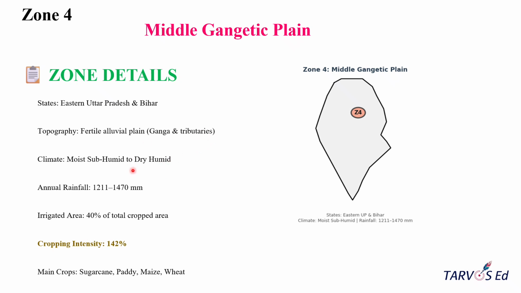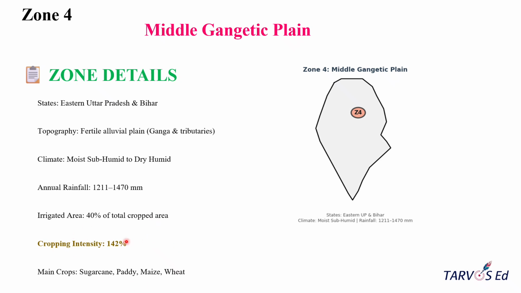The climate is moist subhumid to dry humid, with rainfall ranging from 1211 to 1470 millimeter annually. About 40 percent of the total cropped area is irrigated. And the cropping intensity is around 142 percent, which means the farmers here are able to grow more than one crop on the same land in a year.